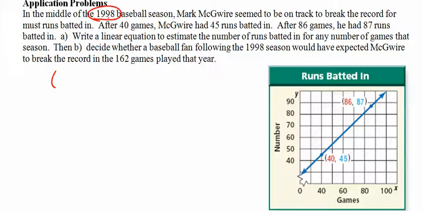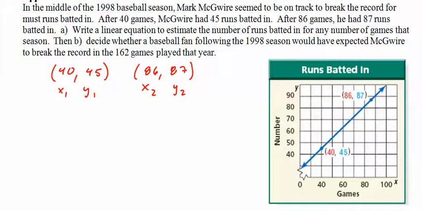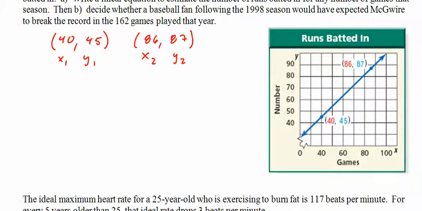And this is data that's just in the way. So 40 games, 45 RBIs: x1, y1. 86 games, 87 RBIs. By the way, that's not on track, if I'm not mistaken about the record Lou Gehrig holds. But what do I know? Just reading the whole question again.